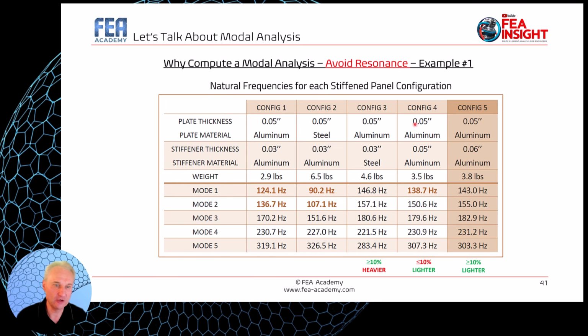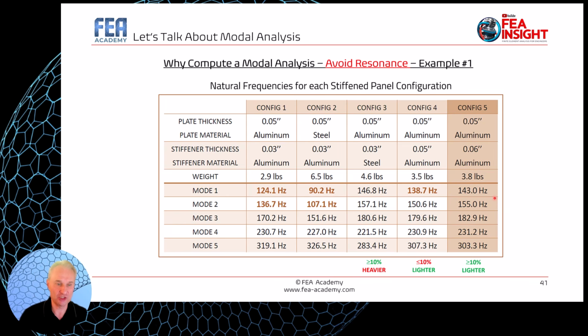Let's have a look at configuration 4, because in configuration 4 the weight is good, it's 3.5 points. But the first mode is 138.7 Hertz. I am above 130 Hertz, but it's less than the 10% margin that I need. So it's not a good candidate.